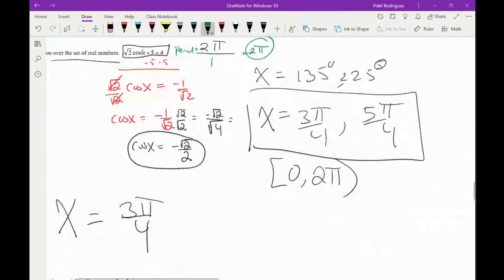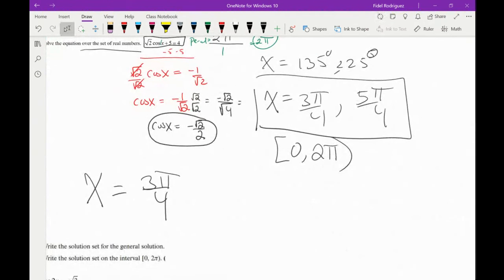So if I know that our answer, the first one, is 3 pi over 4, if we were to go another 2 pi, that number would still give me a negative square root of 2 over 2, right? Because we're here at 3 pi over 4. Let me put it in this perspective. If I go all the way around, I'm still going to be at the negative square root of 2 over 2, right? And I could keep playing that game over and over and over again.